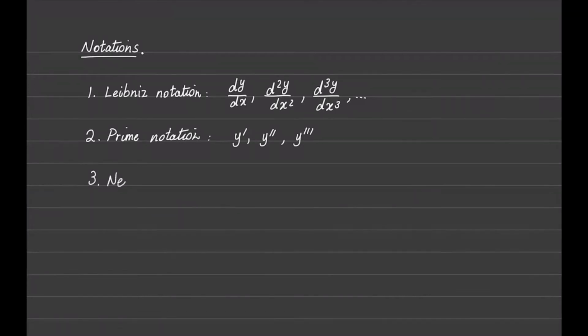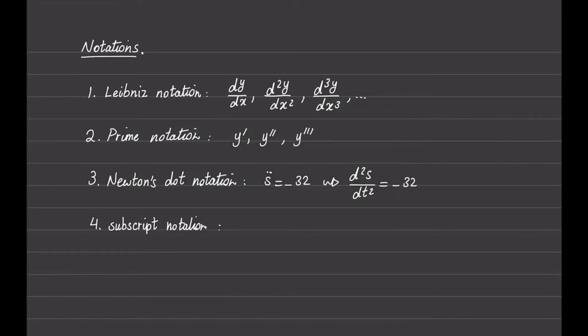Then we have Newton's dot notation, and this is usually used to denote derivatives with respect to time t. For example, when we write s with a double dot on top of it is equal to minus 32, this actually means that we have this differential equation in the Leibniz notation. And the last notation is called subscript notation. In this type of notation, we write the independent variable as the subscript. So these 3 are different notations to show dy over dx, y double prime, and the third derivative of y with respect to x.